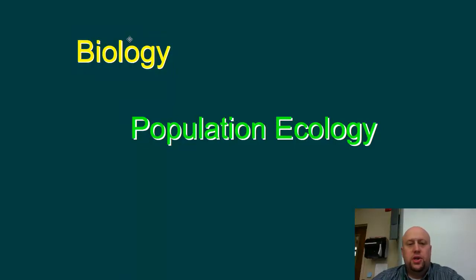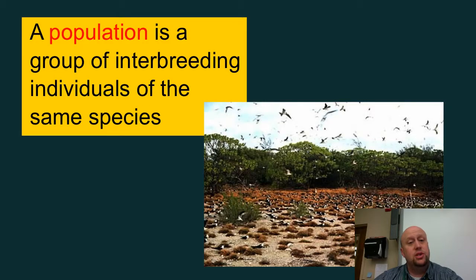All right, guys, we're going to talk a little bit about population ecology. So far, we've talked about a lot of ecological stuff, and we've talked about biomes. And what we're going to talk about for the next two sections here are populations of animals and of humans as well. And so a population is a group of interbreeding individuals of the same species.